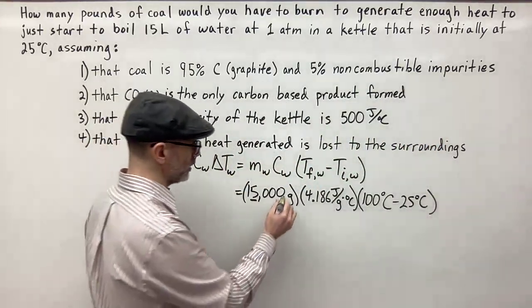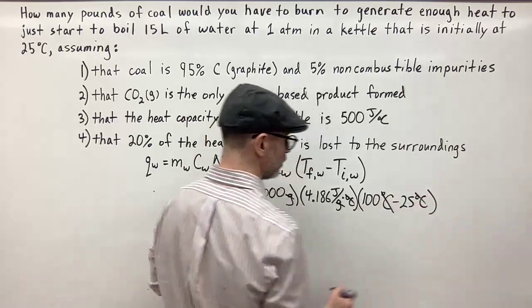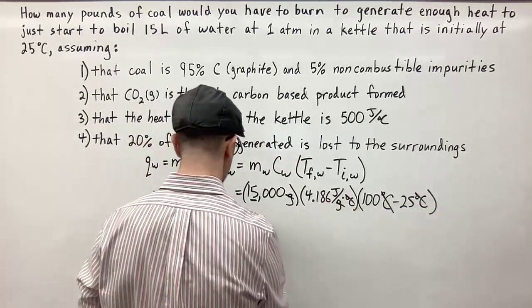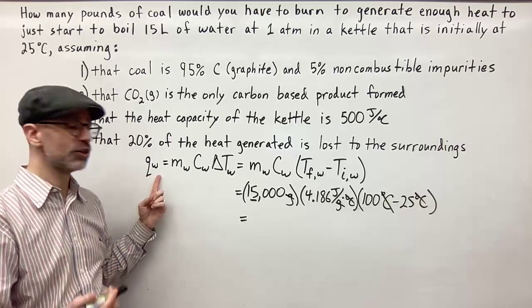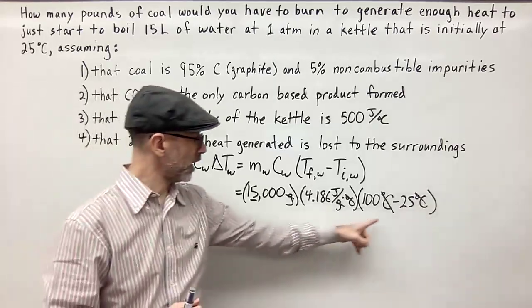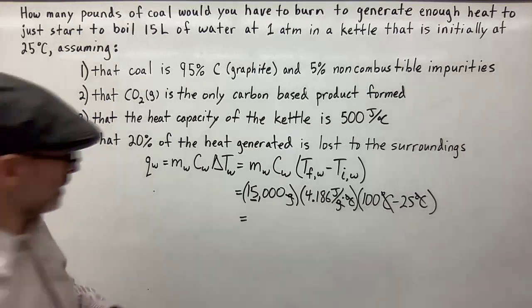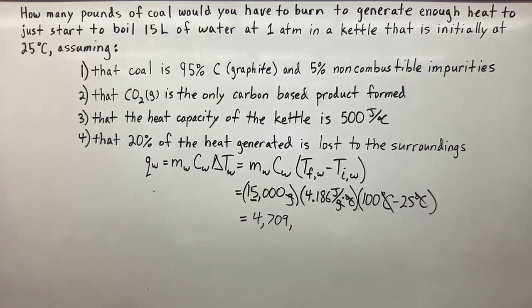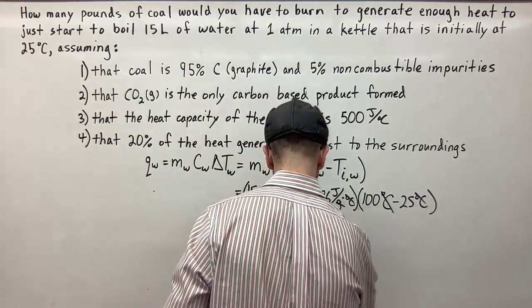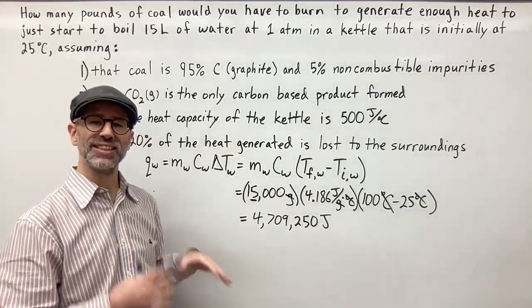So now I have everything. Notice grams cancels out, the degrees Celsius is going to cancel out, and I'm left with joules, which is what I want because I'm calculating the amount of heat absorbed by the 15 liters of water to get it to boil. And so when I multiply all of this together, I get 4,709,250 joules. So this is the amount of heat absorbed by the water just to get the water to boil.